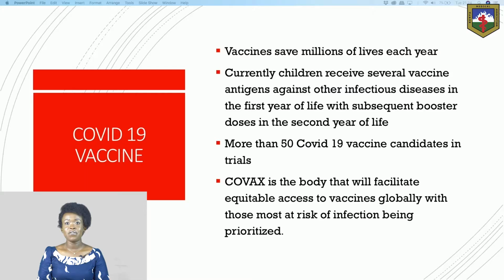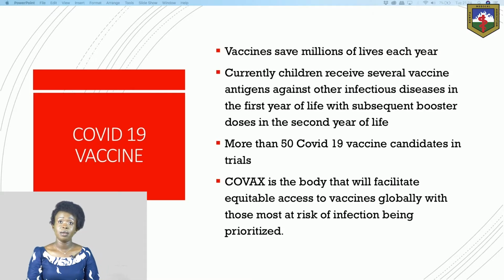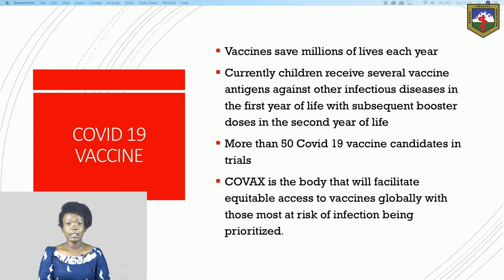I'll give a brief on the COVID-19 vaccine in relation to children. We know that vaccines save lives every year. Millions of lives are saved through vaccination. Currently, children are beneficiaries of a number of vaccine antigens against other infectious diseases, and they receive most of these antigens in the first year of life. Subsequently, they receive booster doses in their second year of life.